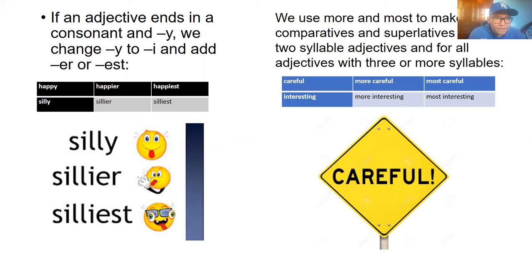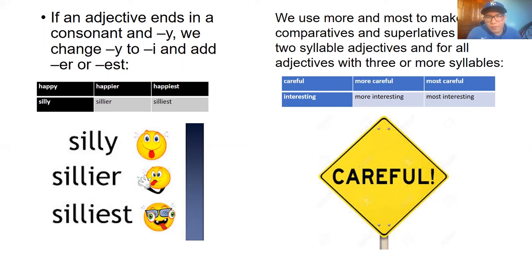Another case is if an adjective ends in a consonant and Y, we change the Y to I and add -er or -est. For this example, we have happy. So we have to drop the Y and we add -ier. And in the other case, we drop the letter and we use -iest. For example, silly, sillier, or silliest.